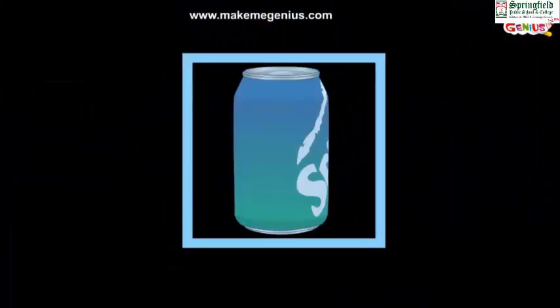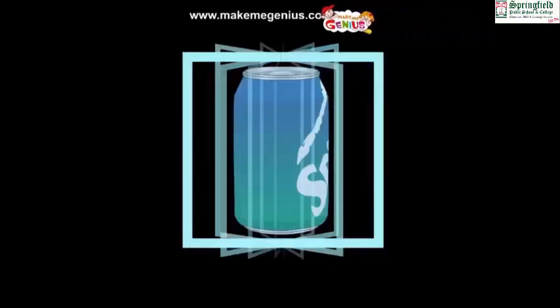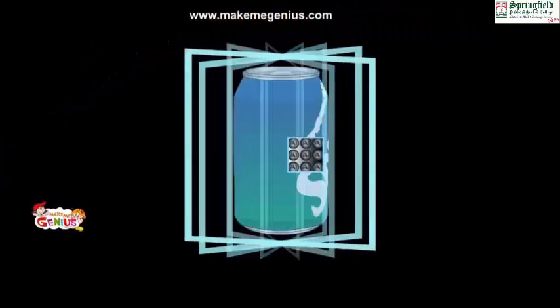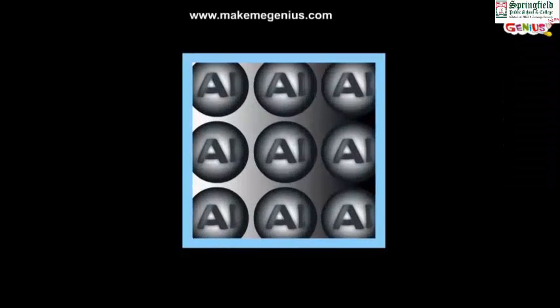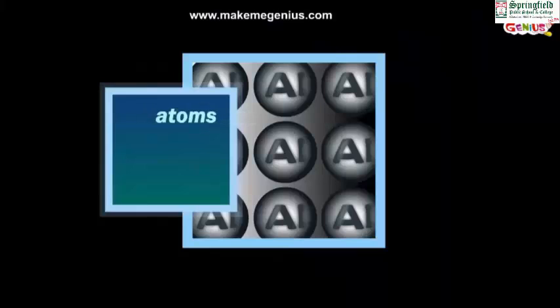This can contains rows of aluminium atoms. Aluminium is an element. An element is a simple single material that cannot be broken down into simpler material. Atoms in an element are exactly the same. Each element has a unique symbol consisting of one or two letters. Like aluminium has a symbol Al.